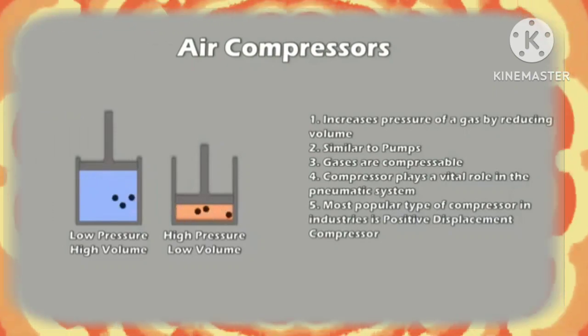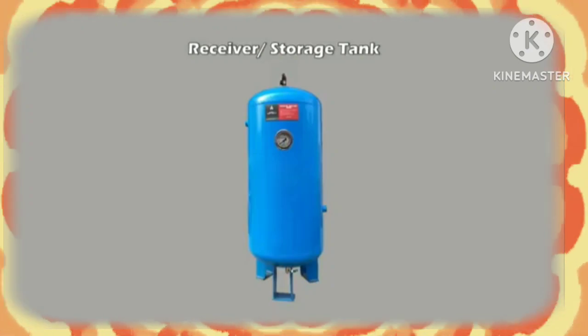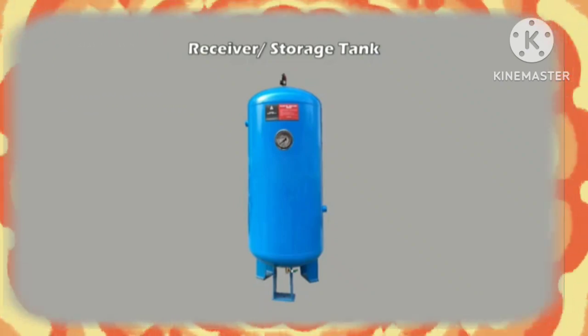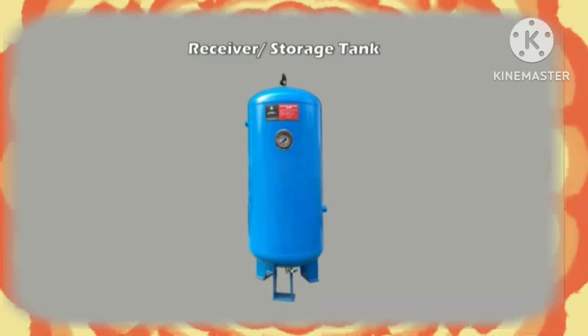The most popular type of compressor in the industries is the positive displacement compressor. The air receiver is also a very important component. For uninterrupted supply of compressed air, a receiver with optimum size should be selected.